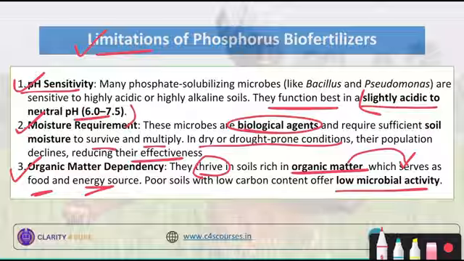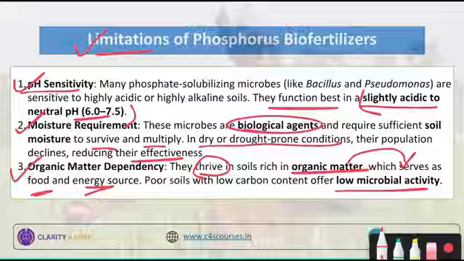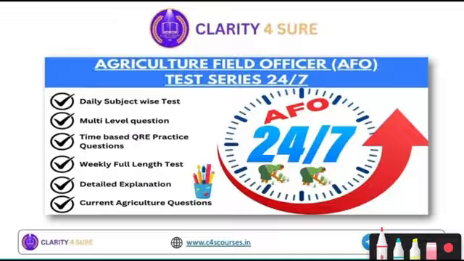The limitations we can sum up. They are sensitive to pH. We need to maintain pH at 6 to 7.5 for better efficiency. Then we need to maintain proper moisture. Then we need to maintain proper organic matter for their effectiveness.